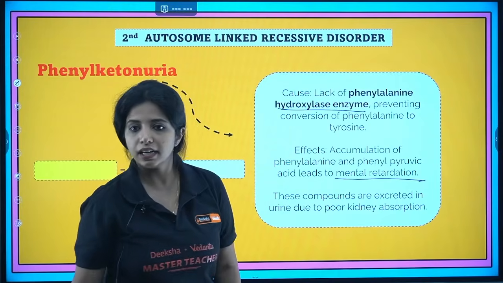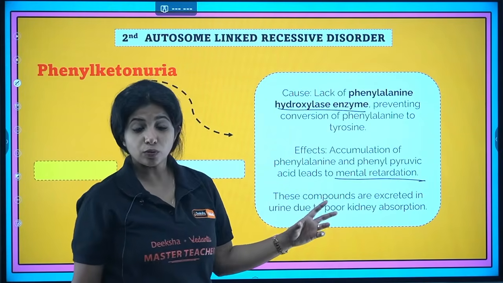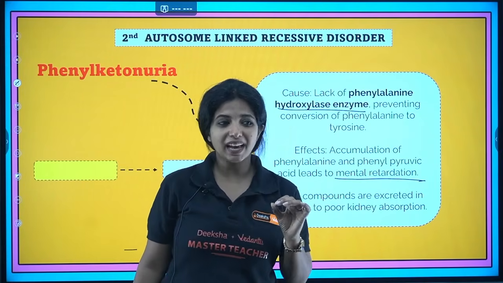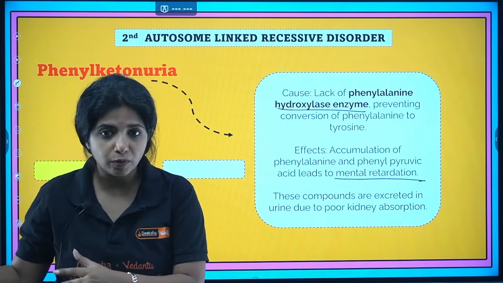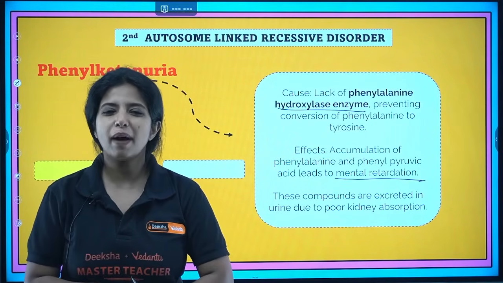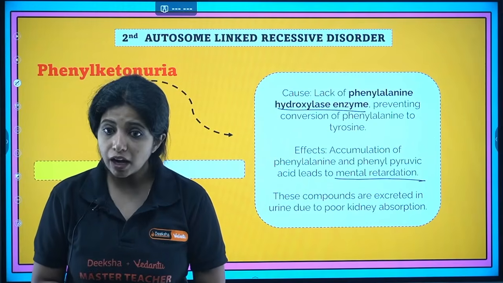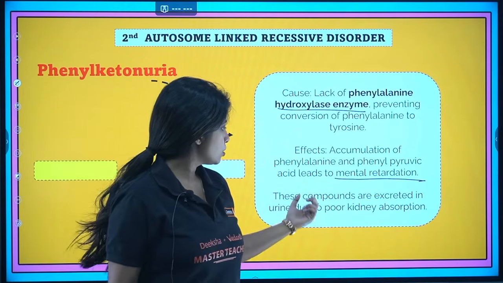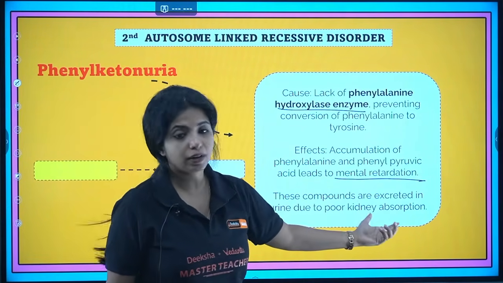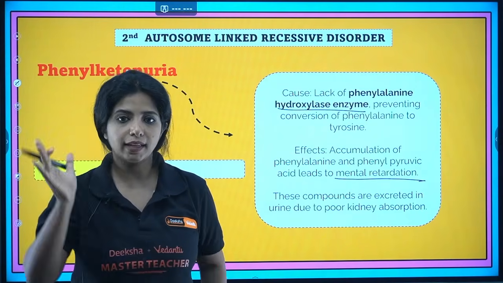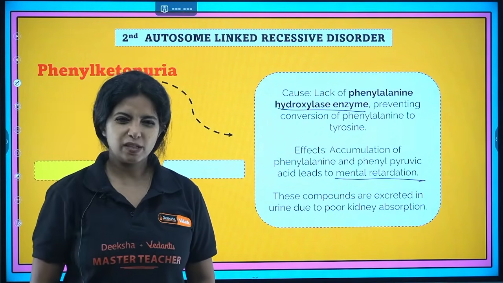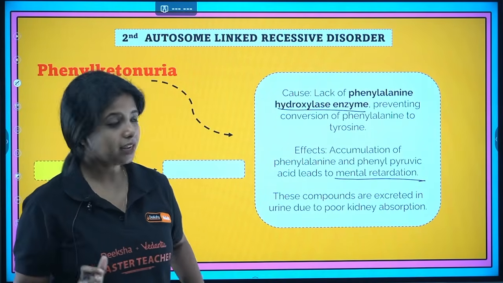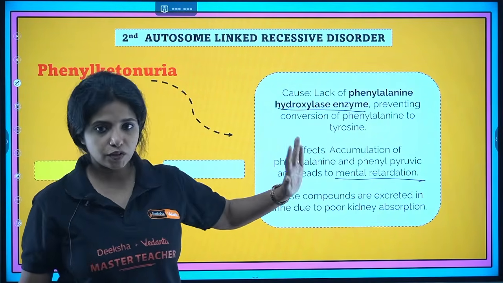And phenylpyruvic acid, when it is accumulated, leads to what? Mental retardation. Okay, and also, these compounds, the phenylpyruvic acid, cannot be reabsorbed by your kidney, and that is why it moves out of your body, and that gives a very bad smell in the urine also. And the color of the urine also is different. So these compounds are excreted in the urine due to poor kidney absorption. Please know about that as well. It's an example of pleiotropy. I explained this, which is why I'm not explaining it again. This is an autosome linked recessive disorder.